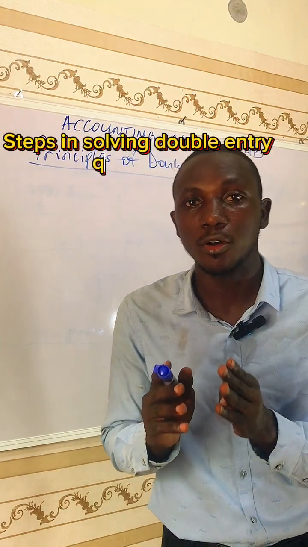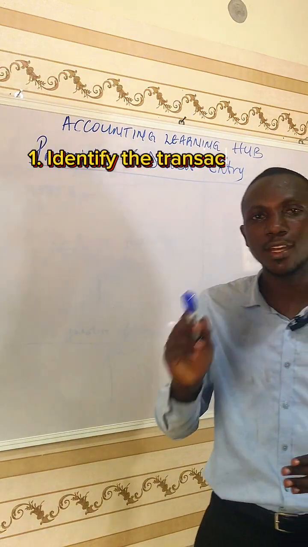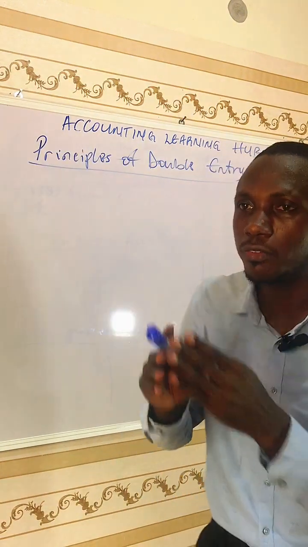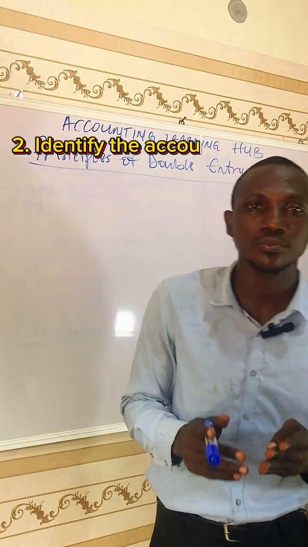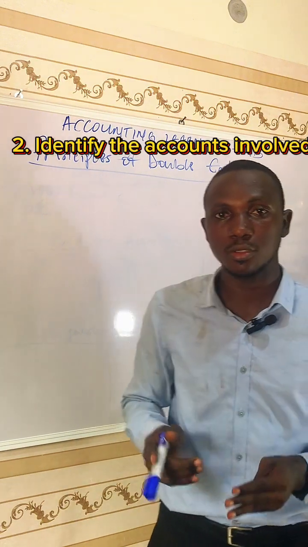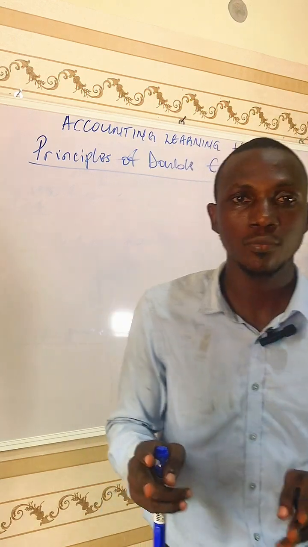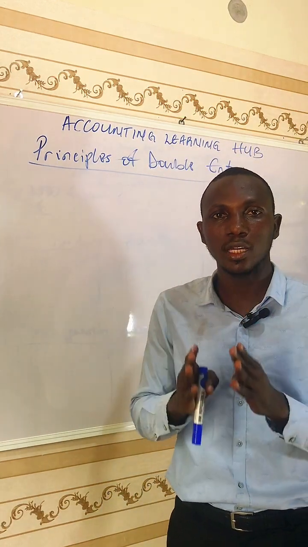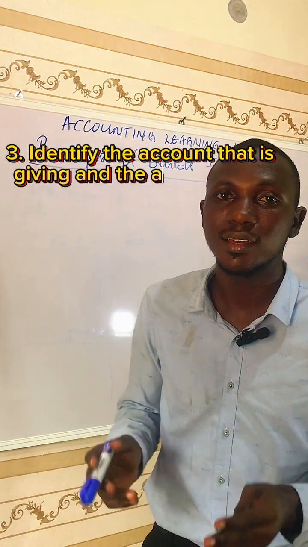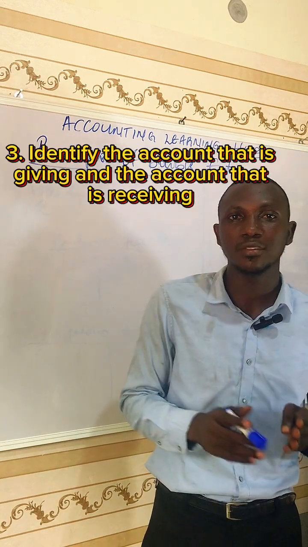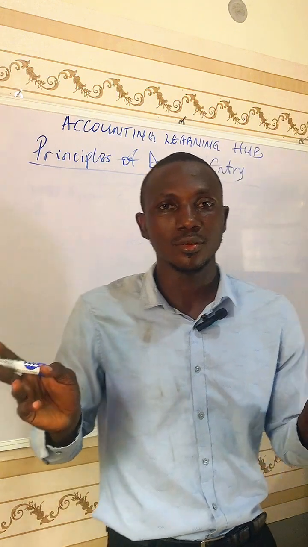To solve a problem on double entry, you need to follow just a few steps. The first step is to identify the transaction. You need to know the type of transaction that occurred before you can know what to do with it. The second step is to identify the accounts that are involved. Every transaction affects at least two accounts. You need to be able to identify all those accounts before you can proceed. Lastly, identify the giving account and the receiving account. If you can do those three, you have no problem.